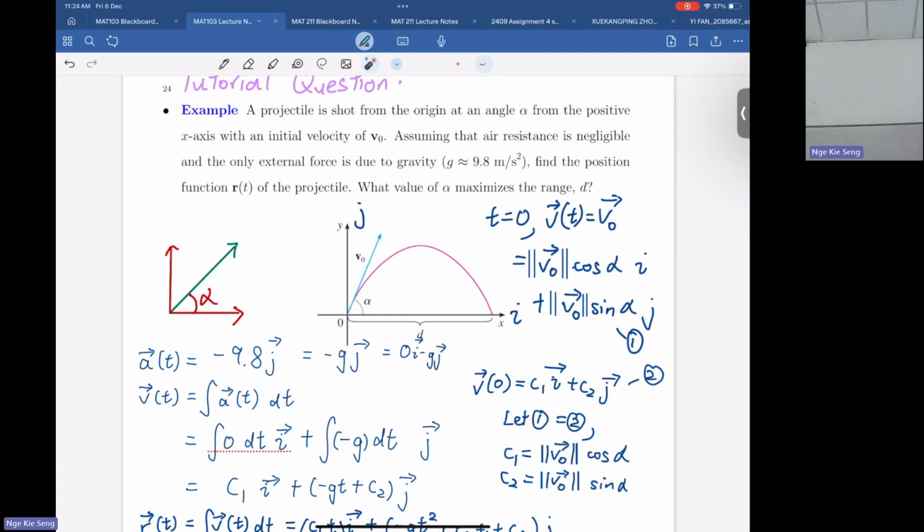Assuming the air resistance is negligible. So obviously Elon Musk cannot assume this, so they must add some air resistance in. But in our case, it's fine. We just consider gravity. Then you need to find the position function of the projectile r(t). So what's the value of alpha that maximizes the range? So what this question is asking is, which angle should you throw at, such that you can throw the furthest. Okay, you can get the maximum distance here.